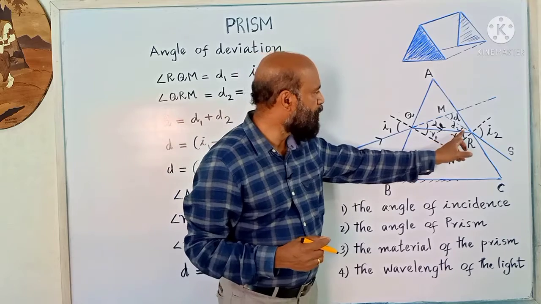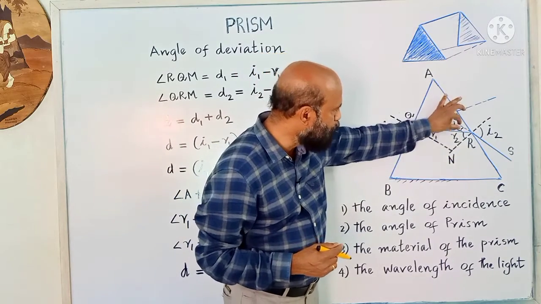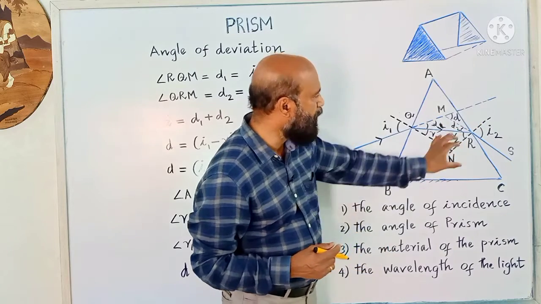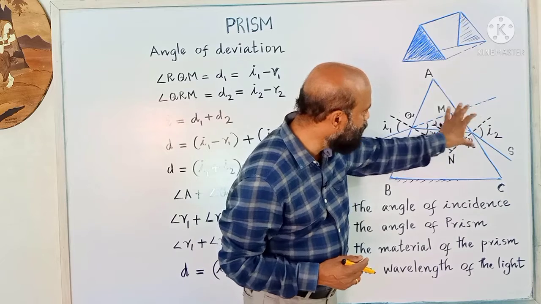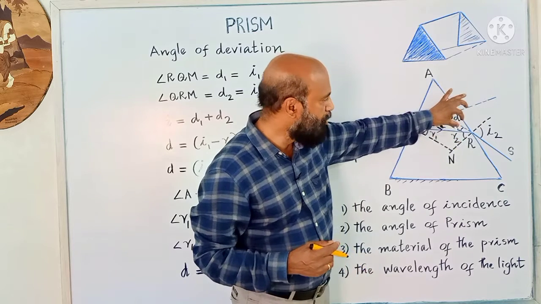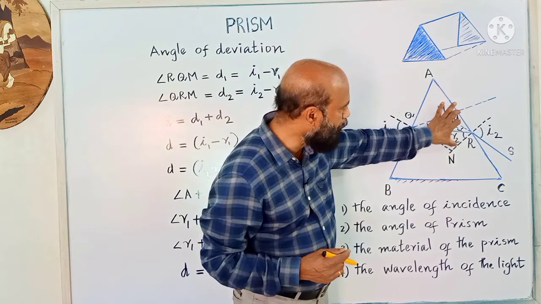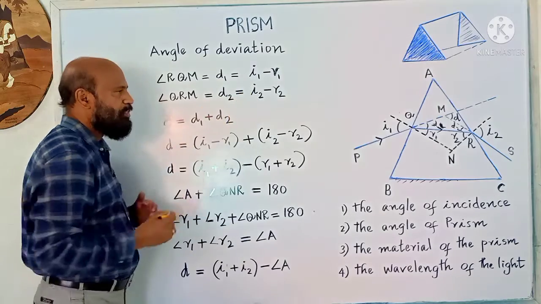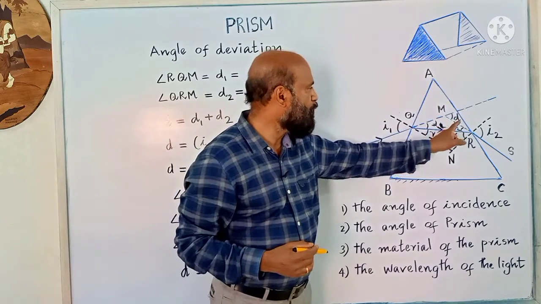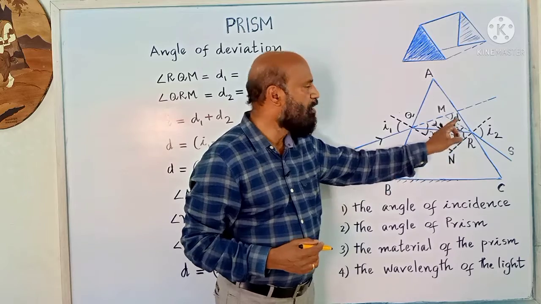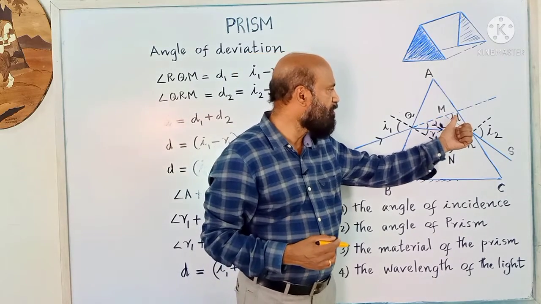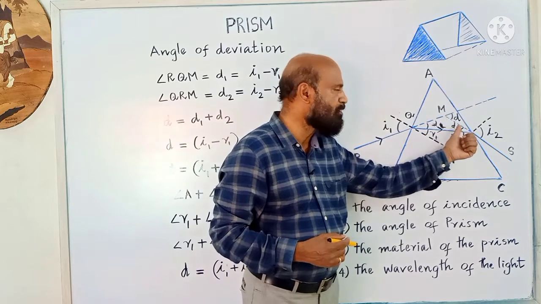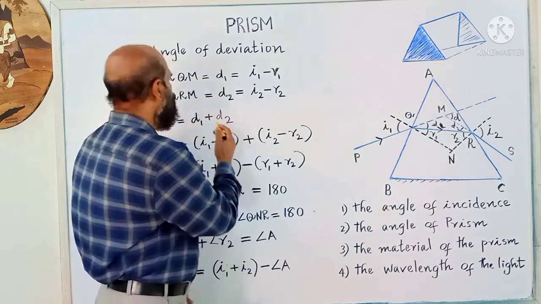Similarly, the deviation produced at the second face is D2. That is I2 minus R2. Vertically opposite angles are equal. When this is I2, this is also I2. We want deviation D2. That is, from I2 we have to subtract R2. So with D1 and D2, the total deviation D is equal to D1 plus D2. That is, in a triangle, the exterior angle is equal to the sum of the interior opposite angles. So D is equal to D1 plus D2.